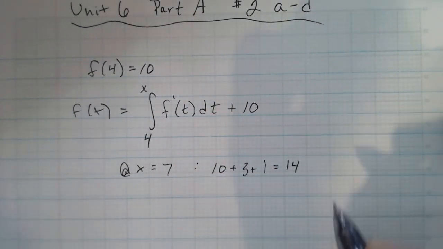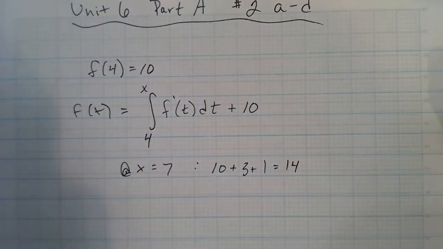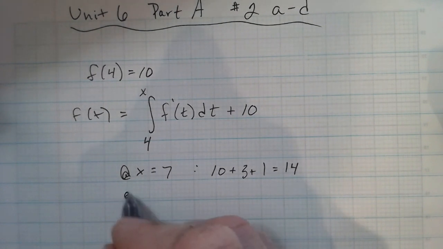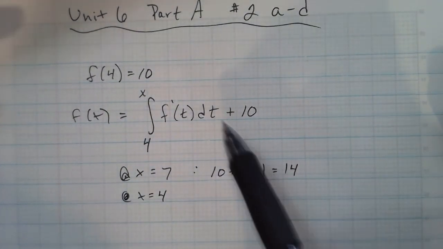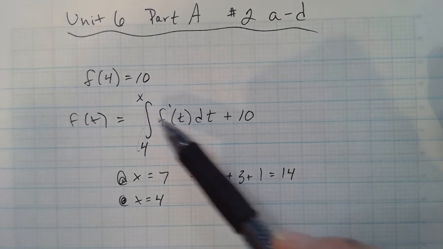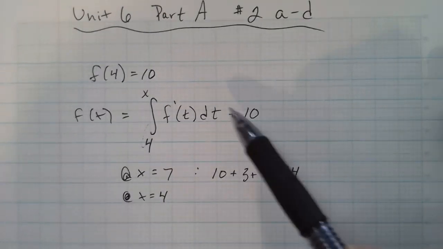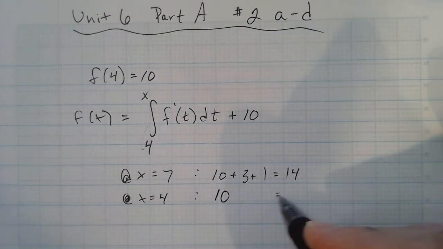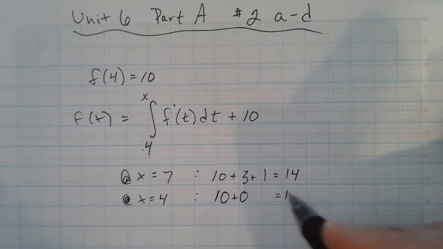So we get 14. Is that a maximum or minimum? We don't know. If we go from 4 to 4, we would be integrating from 4 to 4. We get 0, no area. And we started at 10. So 10 plus 0. So we're at 10.